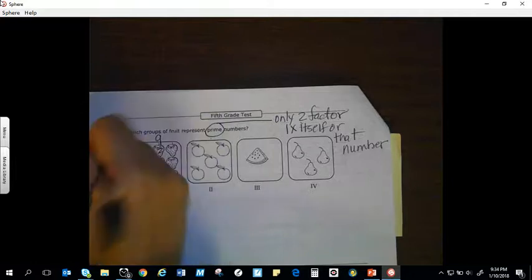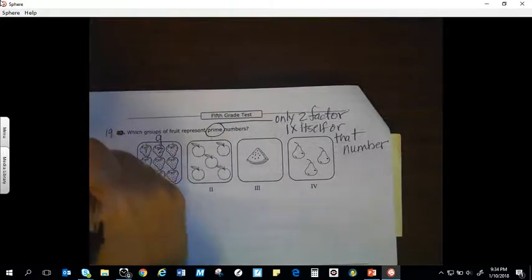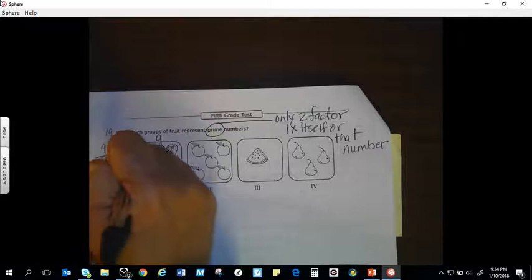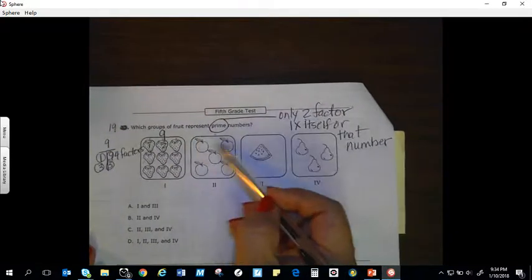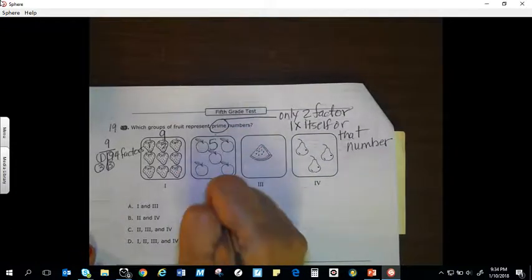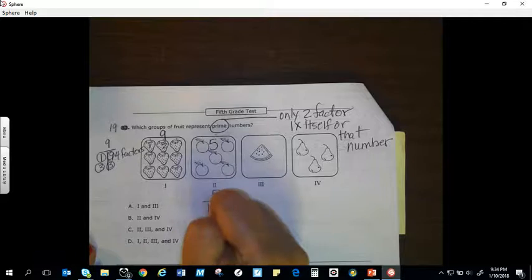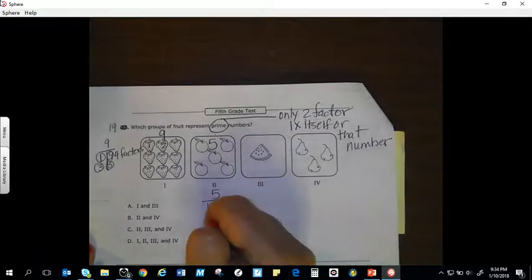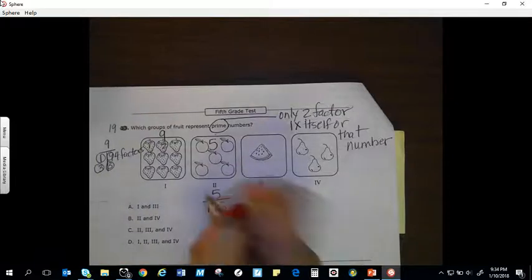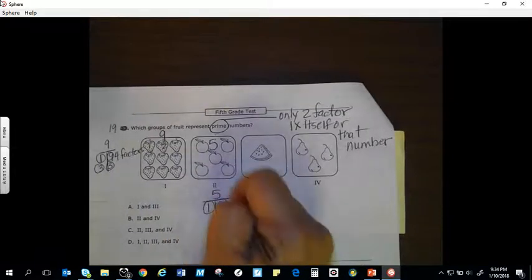Is that a prime number? No, because I can do my 9. I have 1 times 9 and 3 times 3. I have circle those. I have 4 factors. Again, I'm showing my evidence by doing the work. I'm coming here. 1, 2, 3, 4, 5. This is 5. 1 times 5. And I can do 5 times 1, but it's still the same numbers. My numbers never change. So I have 2 factors.